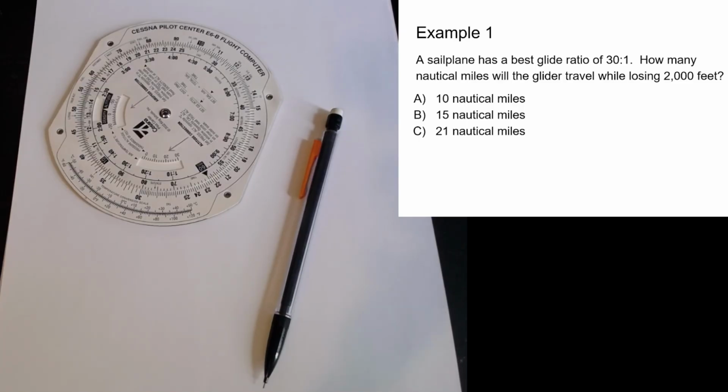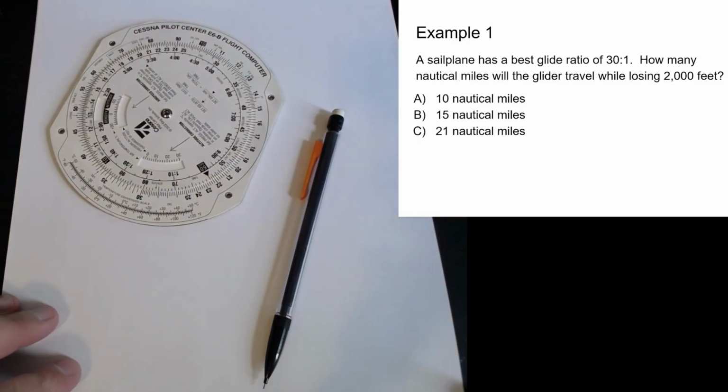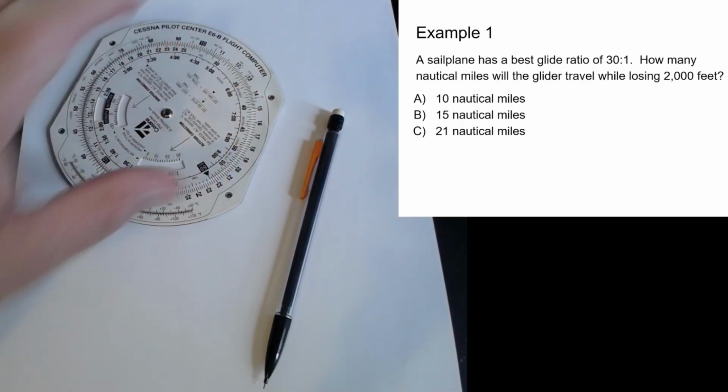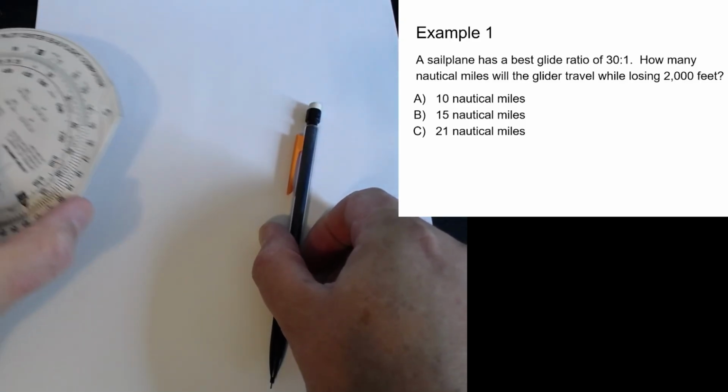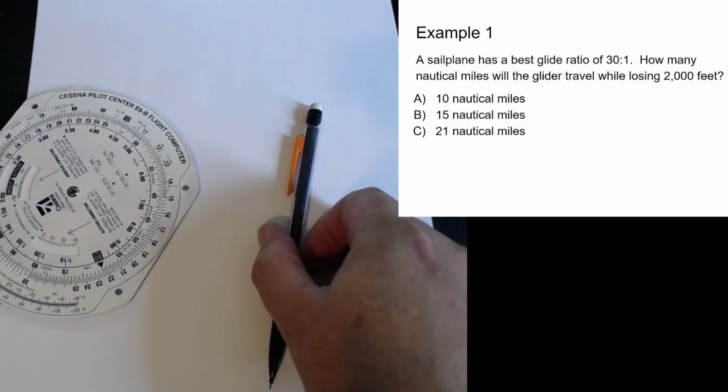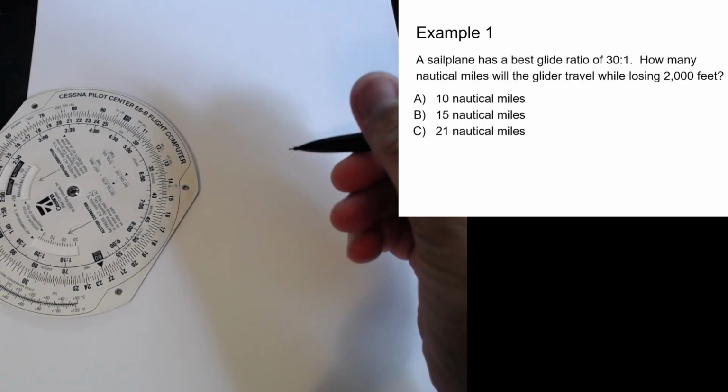In front of us here, we have a stack of printer paper, an E6B, and a mechanical pencil, which are the same items that you'll be given during your test. You have to bring your own E6B, but they'll give you paper and pencil. Okay, let's read the problem. Example 1. A sailplane has a best glide ratio of 30 to 1. How many nautical miles will a glider travel while losing 2,000 feet?